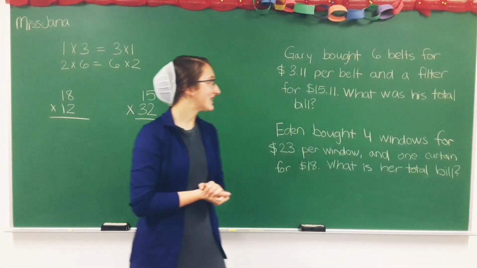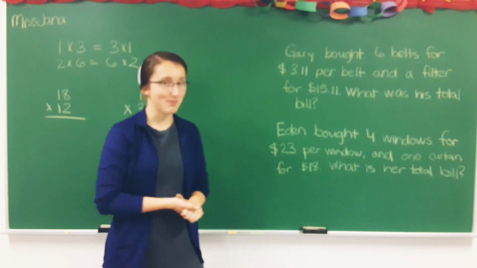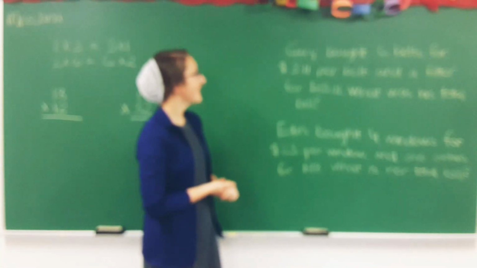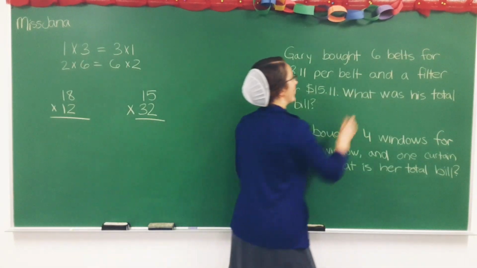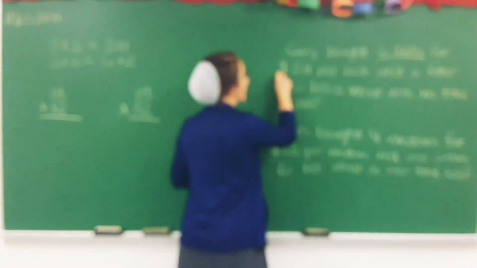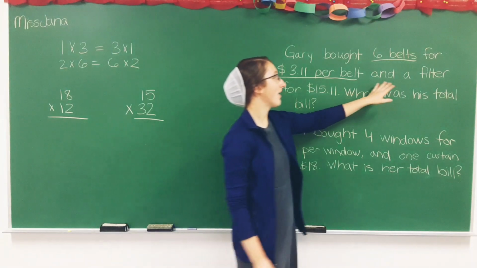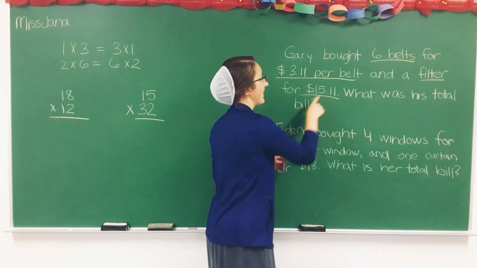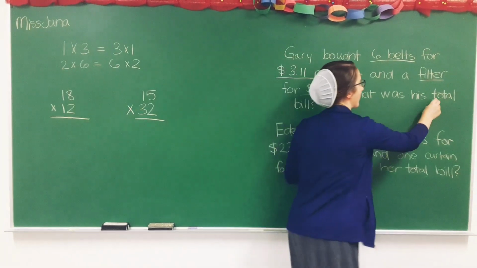Lesson 153 is about story problems with 2 steps. I have 2 story problems up here to demonstrate. So let's go ahead and do the first one. Gary bought 6 belts for $3.11 per belt. And he bought a filter for $15.11. What was his total bill?